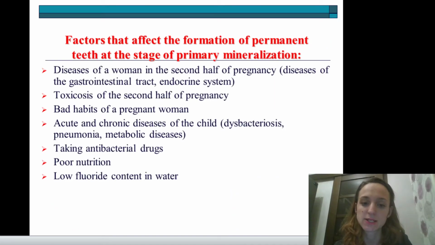Factors that affect the formation of permanent teeth at the stage of primary mineralization: diseases of women in the second half of pregnancy, diseases of the gastrointestinal tract maybe, or endocrine system, toxicosis of the second half of the period of pregnancy, bad habits, acute and chronic diseases, taking antibacterial drugs, poor nutrition, low fluoride content in water.